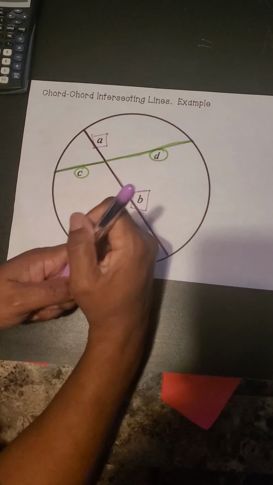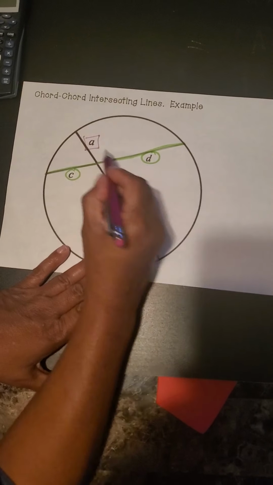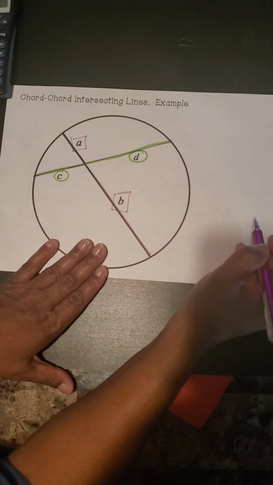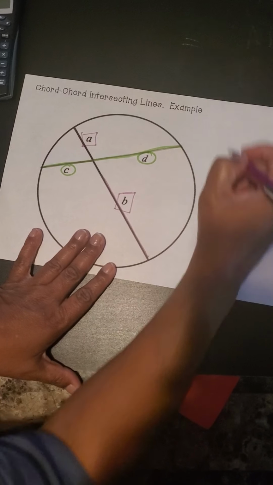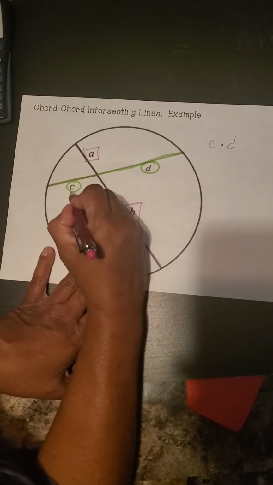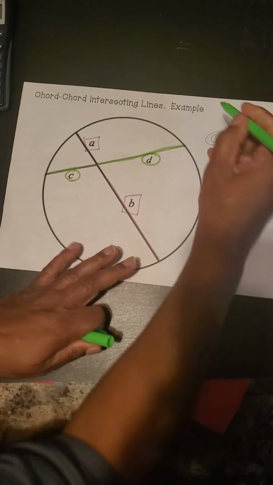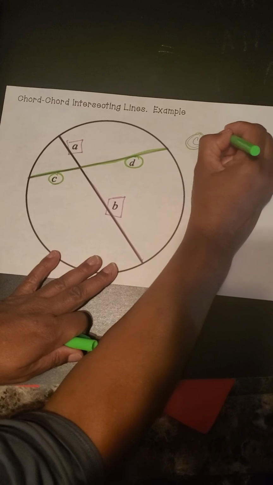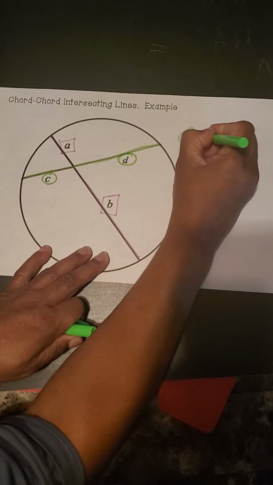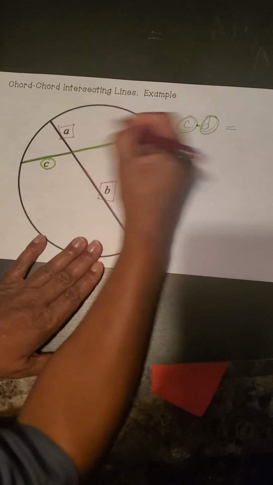Real easy breezy concept. All we're doing is multiplying the pieces and setting them equal to each other. First we have C times D. We're multiplying the circles, the green times the green. It's equal to the squares.